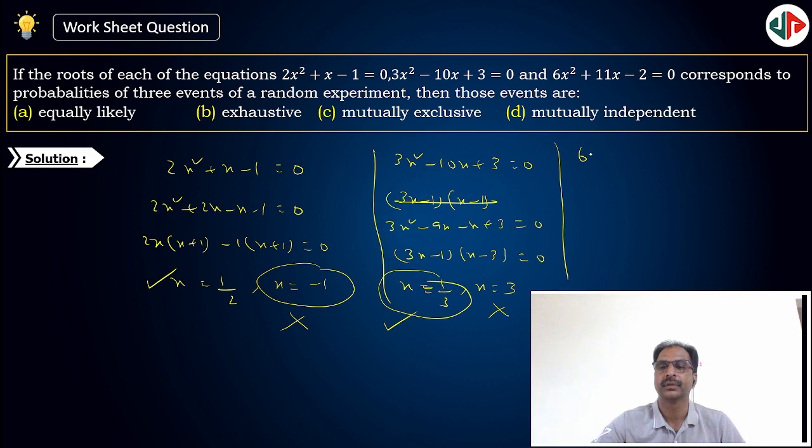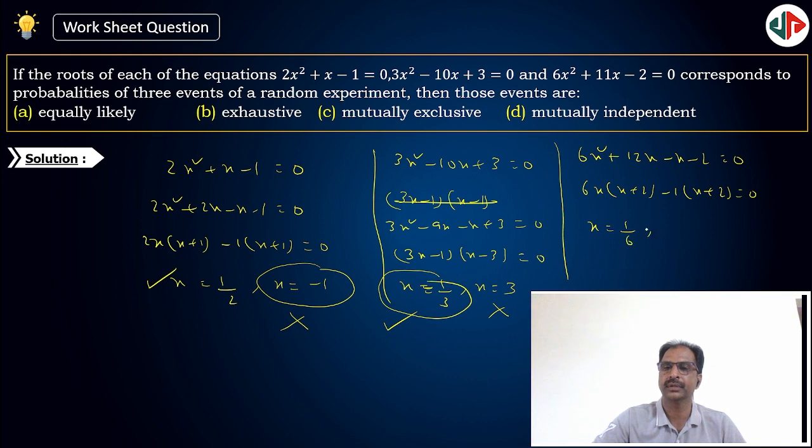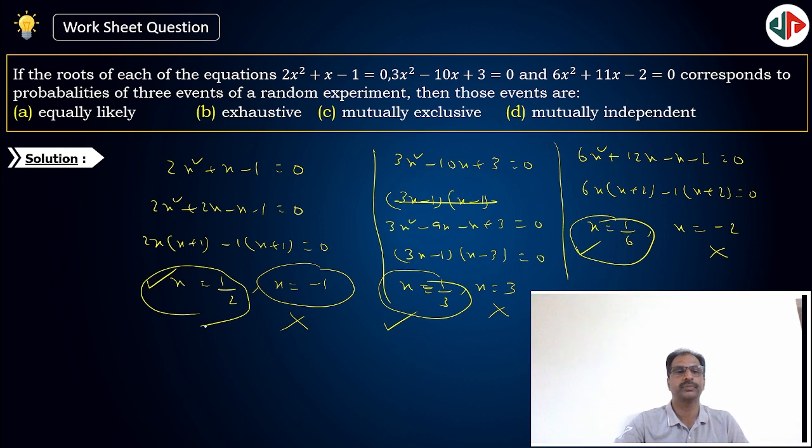Next, 6x square plus 11x. Write that 11 as 12x minus x. X is equal to 1 by 6. X is equal to minus 2. No, these are the 3 roots which correspond to probabilities.